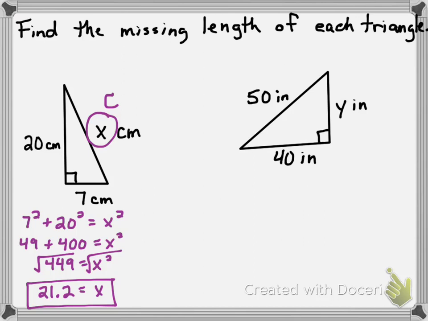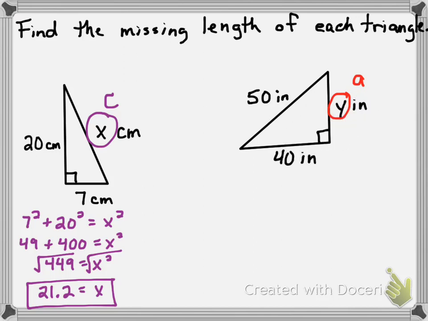Alright, now, for the second triangle, I'm missing this side over here, the y. Well, the right angle is here, so that means this side is my hypotenuse. The hypotenuse is 50. I already know that. That's C. So I'm not missing C this time. This time, I'm missing A, or B, doesn't really matter if I call it A or B, but I'll call it A. So this time I know B, I know C, and I'm missing A.